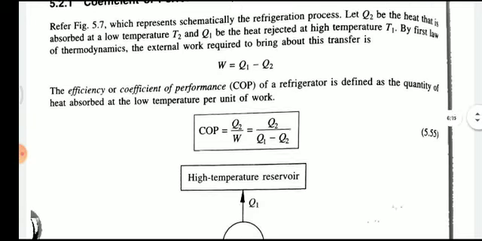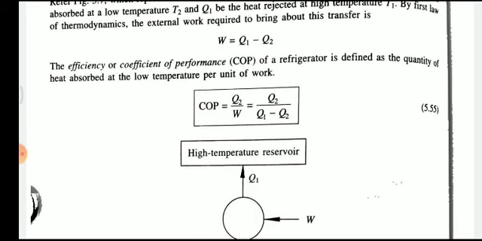Now the efficiency or coefficient of performance for a refrigerator is defined as the quantity of heat absorbed at a low temperature per unit of work. Quantity of heat absorbed, that is Q2, divided by W, the work. So it is Q2 by W, and W is given by Q1 minus Q2.